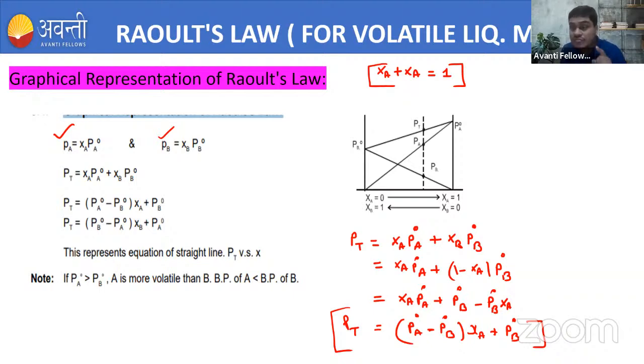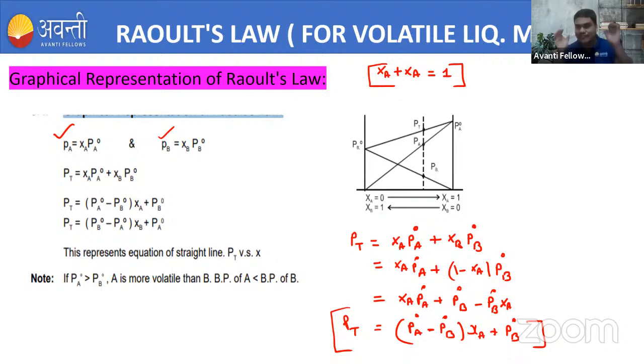If the solution does not follow this equation, then it becomes a non-ideal solution. Not follow means either their value of PT is greater than this or lower than this. So according to the value of PT, we classify non-ideal solution into further two types. That is ideal and non-ideal solution. So this is very much clear, everyone.